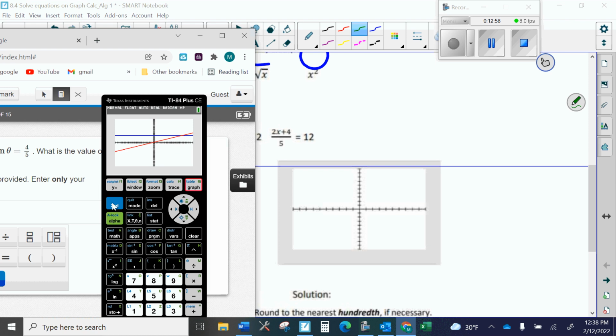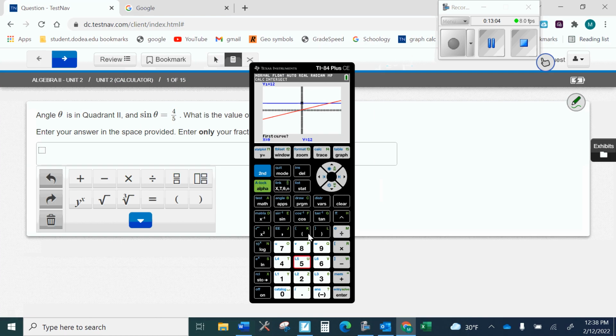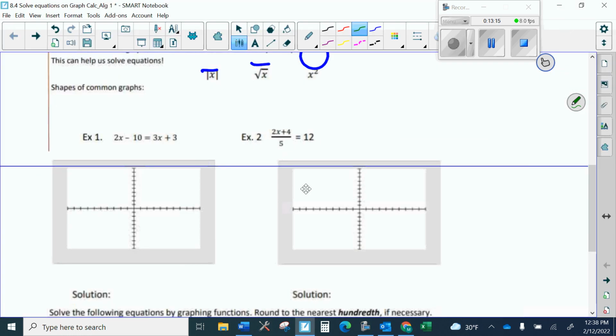So I can go right to second, calc, number 5. And I need to move it up so I can see. Enter, enter, enter. And so if I was to solve that for x, I'm going to get x equals 28. Okay, there's my answer.